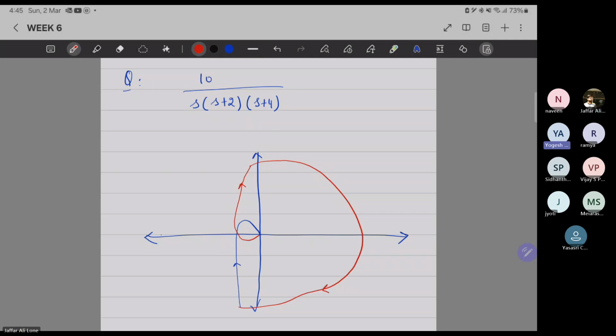Sir, you have only given that the semicircle depends on the type of the system. If there is a type 0 system, then there is no semicircle. So it's type 1. Yes, it is a type 1 system. When there is a pole at the origin, then we have to draw this semicircle. We can try this one.